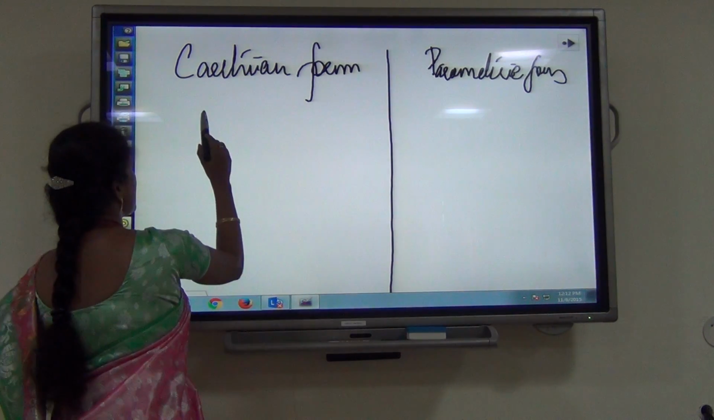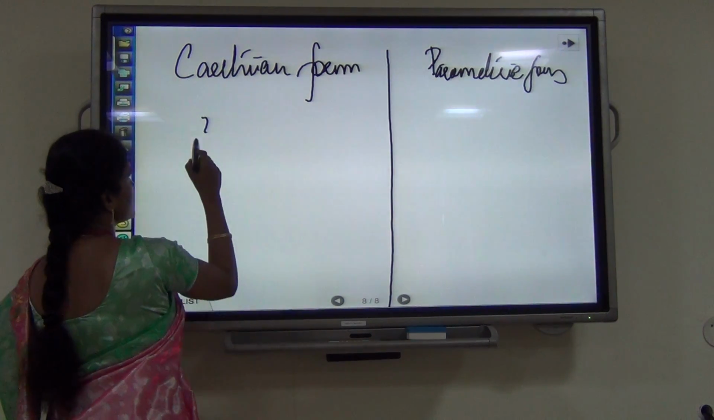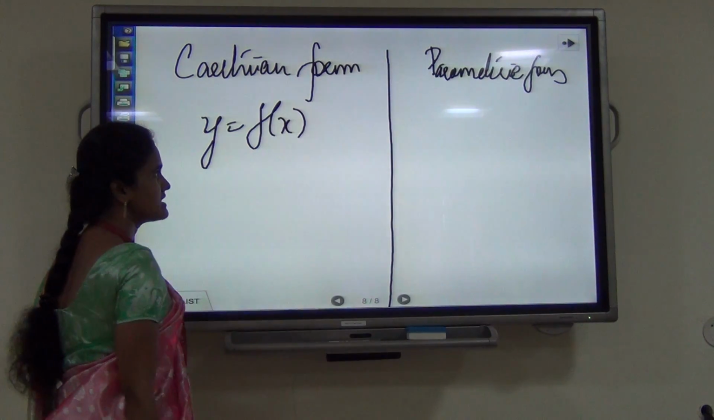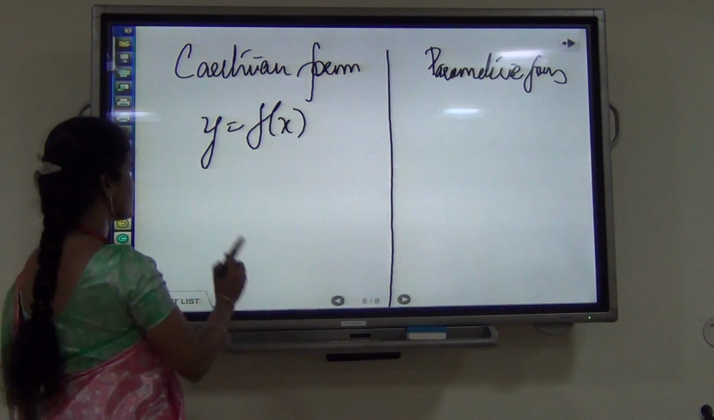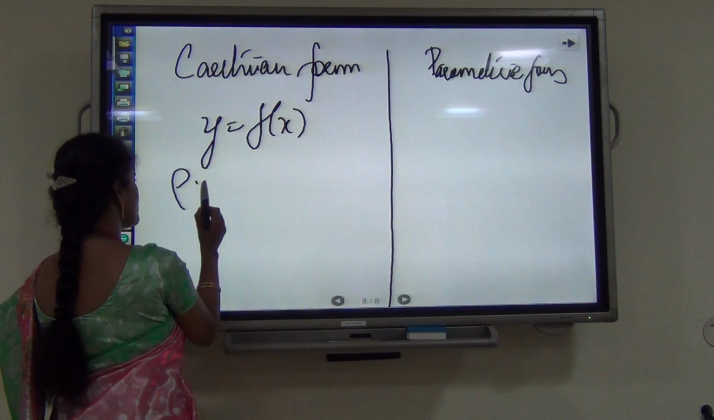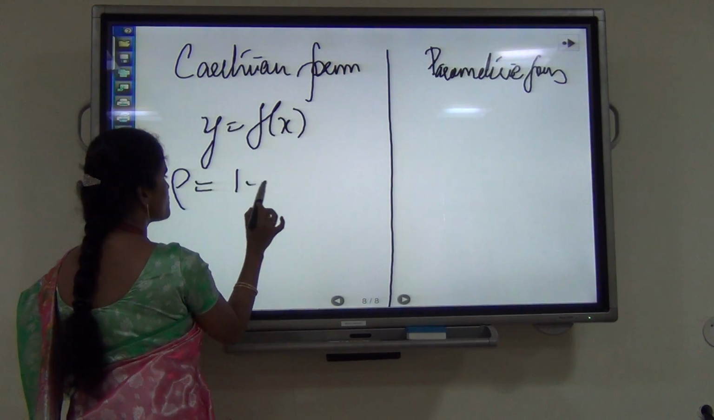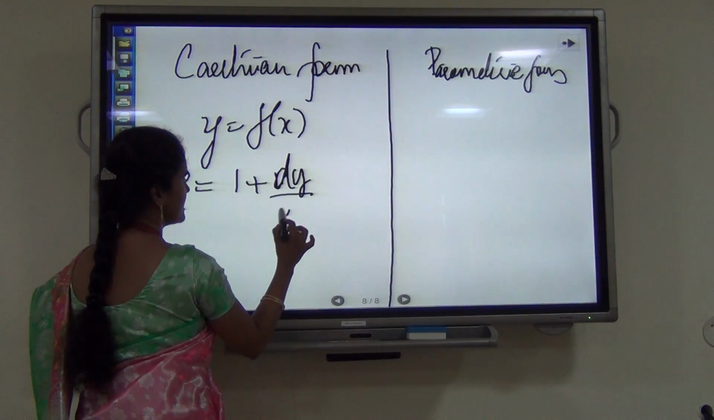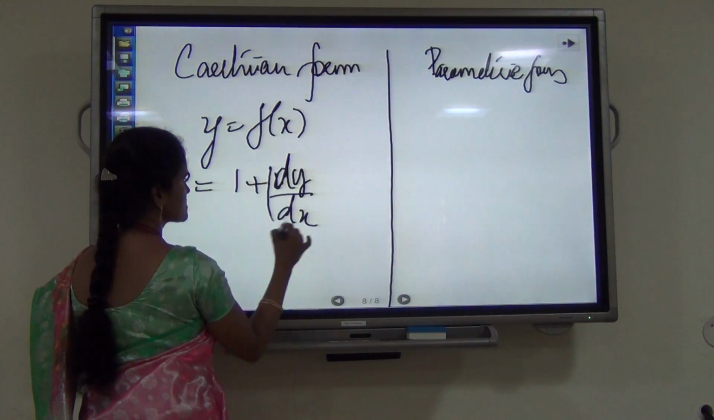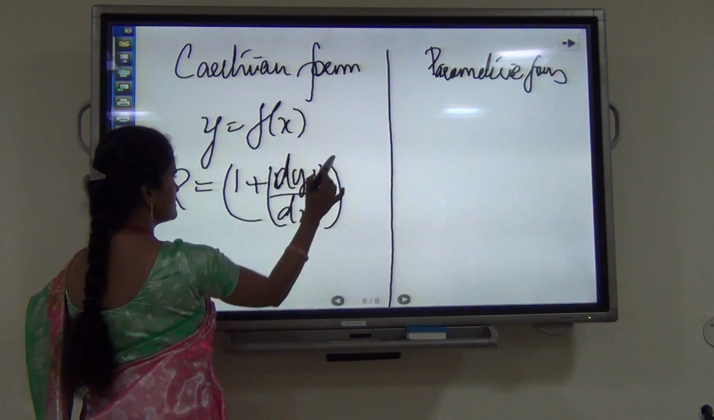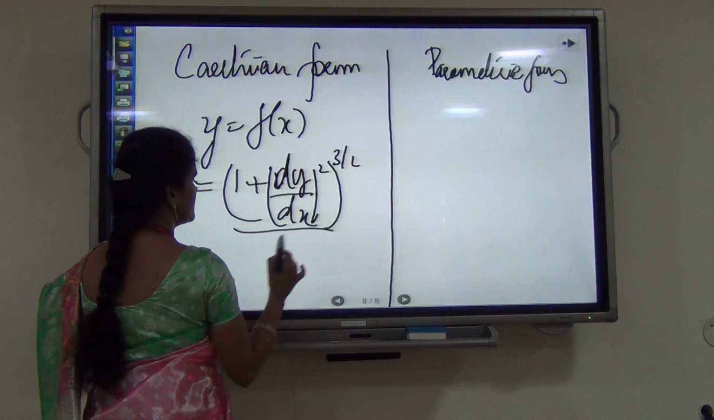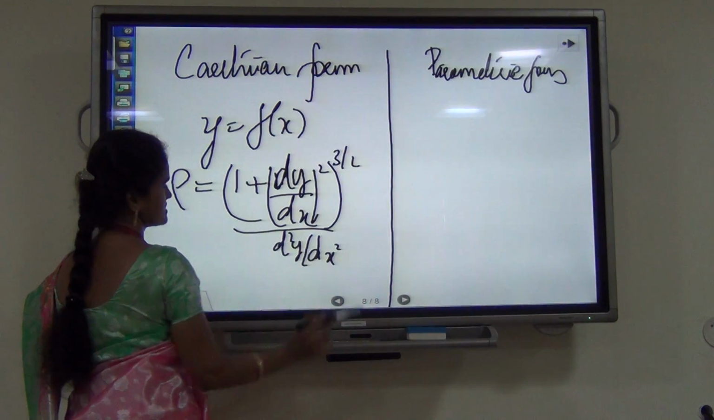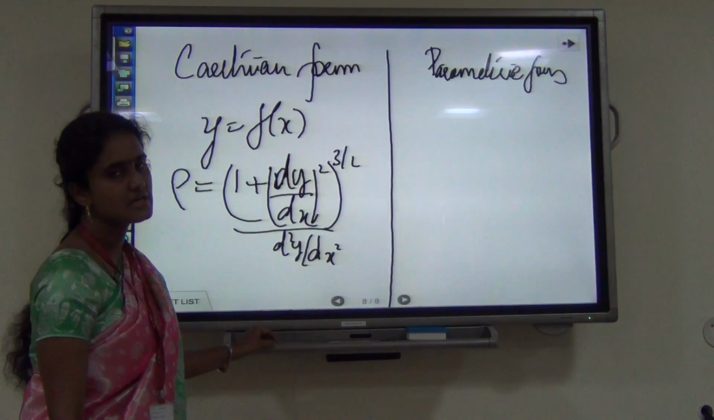Here, for a Cartesian curve, how do we represent it? As y as a function of x. If you have a curve in terms of y as a function of x, then we can find the radius of curvature rho with the formula rho is equal to (1 plus (dy by dx) whole square) to the power 3 by 2, divided by d square y by dx square. This is a formula which is derived to find the radius of curvature in the Cartesian form.